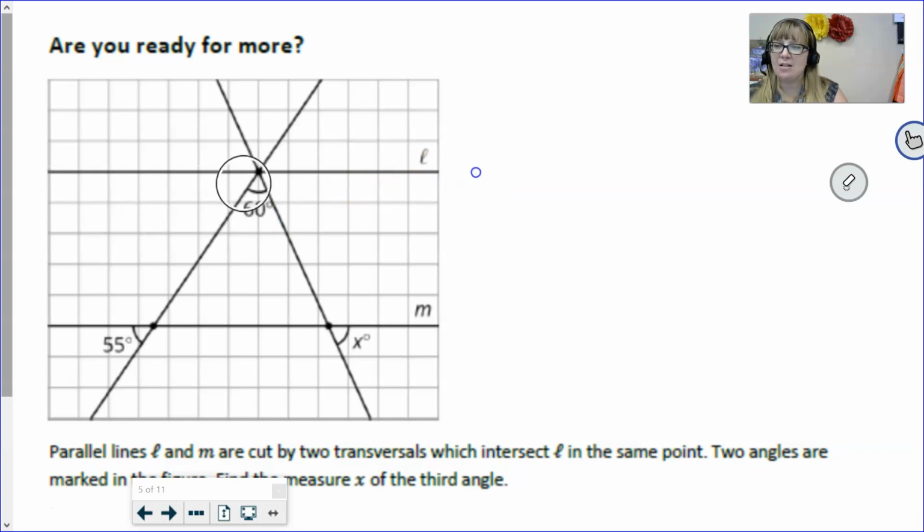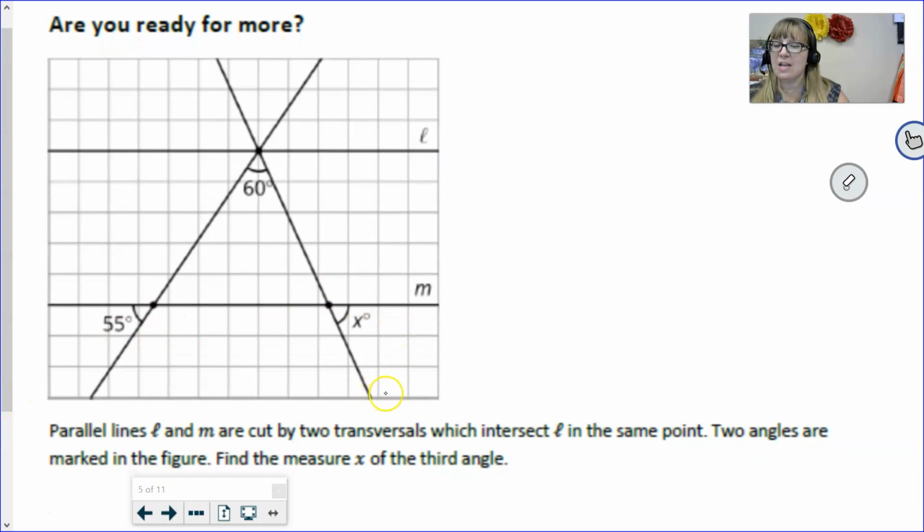Here we have L, which is parallel to M. And this pair of parallel lines is intersected by 2 transversals. It's cut by 2 transversals. Here's one, and here's the second. Both of those transversals do intersect right here in the middle. This angle measures 60 degrees. This angle measures 55 degrees, and we're trying to find the measure of angle X.